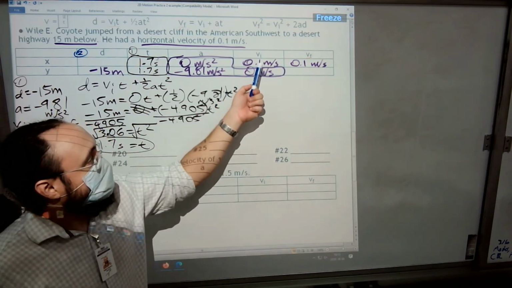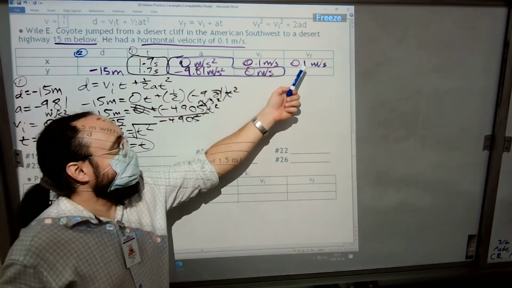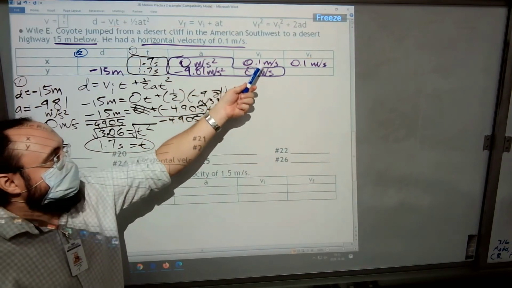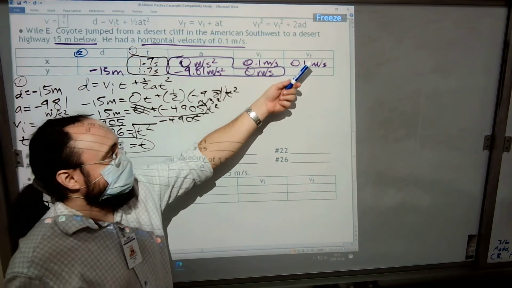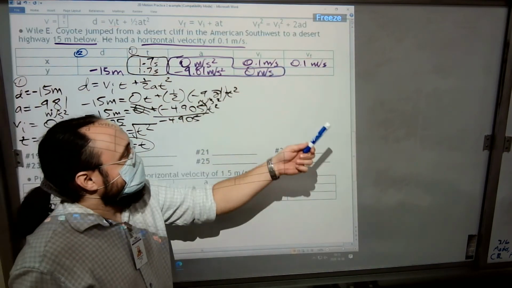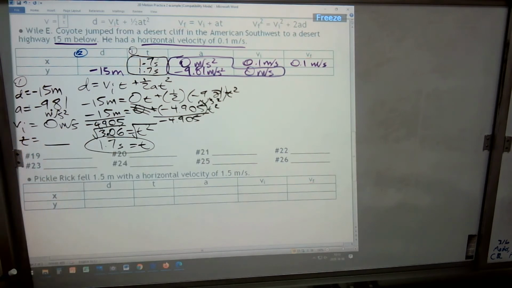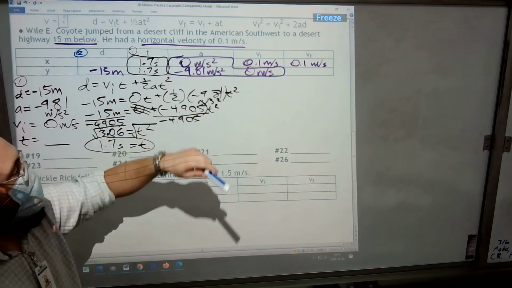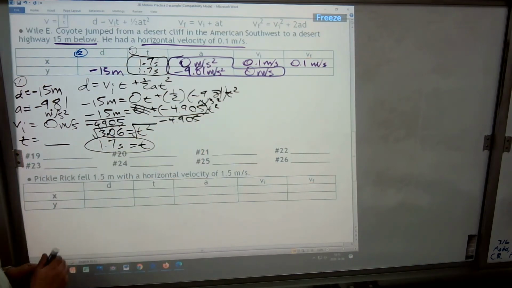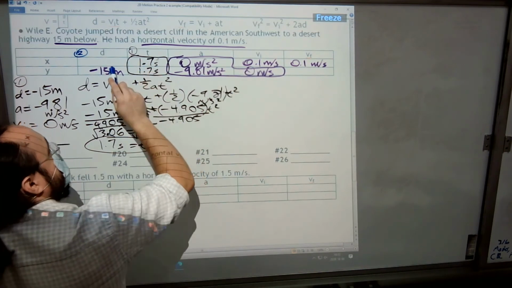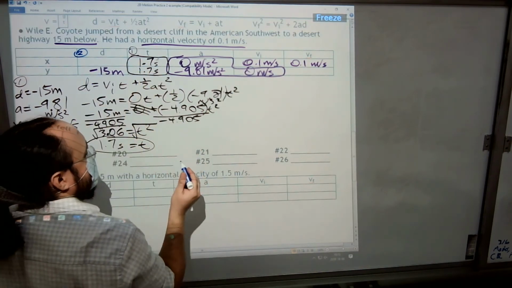We do have VI and VF here, but since they're the same, because acceleration is 0, if it starts at 0.1 it's not going to speed up or slow down, and it'll still be 0.1 the whole time. Because VI and VF are the same, I don't really need a formula with VI and VF in it. I can make this really easy, and just use V equals D over T to solve for that one.